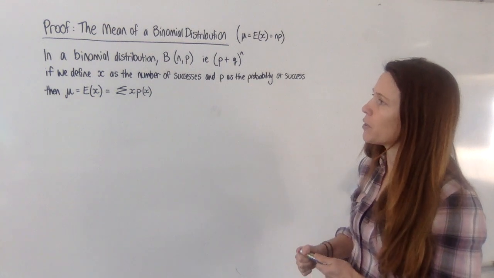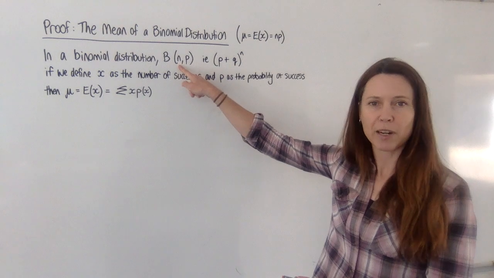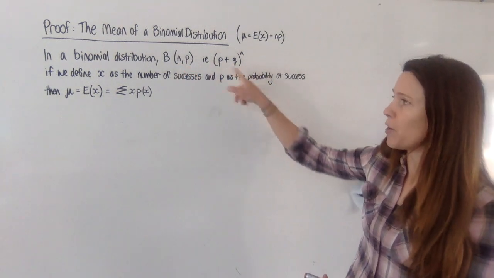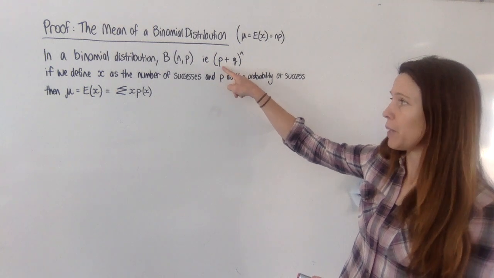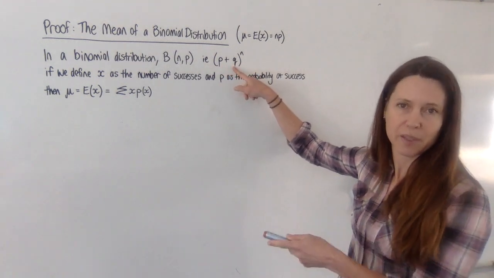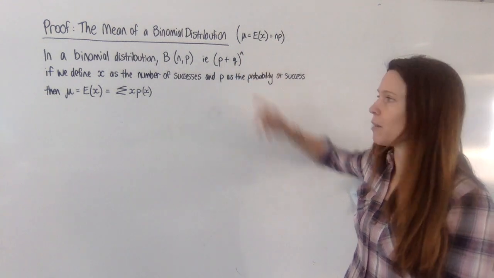Now, if we have a binomial distribution, we denote it this way with the letter B, and we say it has n number of trials, probability of success p. What we're talking about then is some sort of binomial expansion where we've got p as the probability of success, q is, of course, 1 minus p, or the complement of p, raised to the power of n, that's our number of trials.